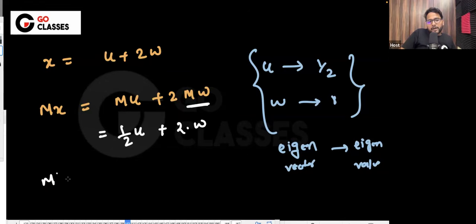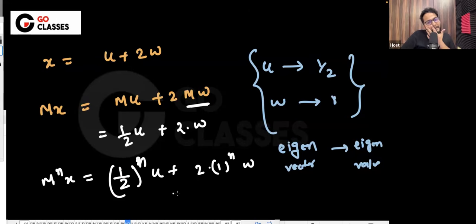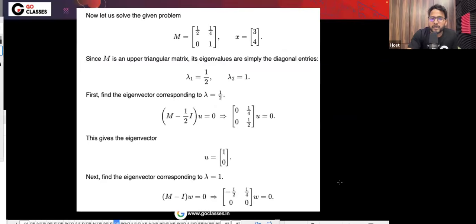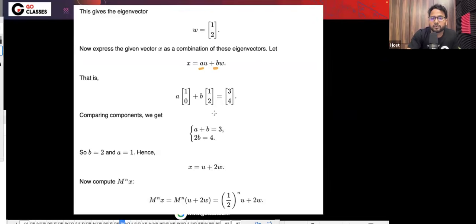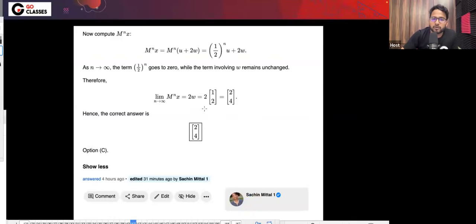So if you keep on raising the power, M power n x, then it will be 1 by 2 power n u plus 2 into 1 power n w. Okay, something like this. Now if n is infinity, this will vanish, but this will stay the same. So finally the answer will be 2w. Basically, it is saying that if you keep on raising the power, then if the eigenvalue is less than 1, then this particular component will vanish. If the eigenvalue is exactly 1, then that component will stay. Or if it is greater than 1, then that component will explode. So 2w, and we already know the eigenvector w, which is 1 2. So 2 4 will be the final answer. Okay, so 2w, which means 2 4.